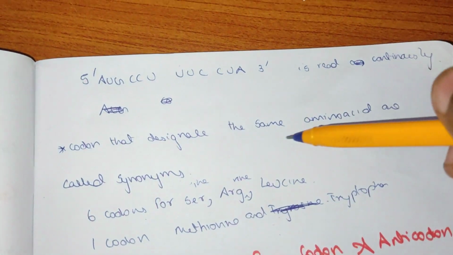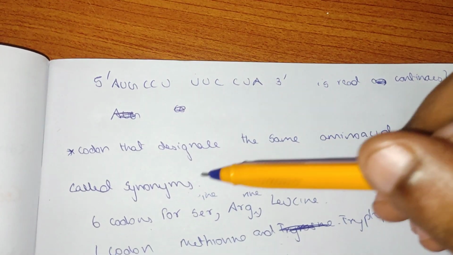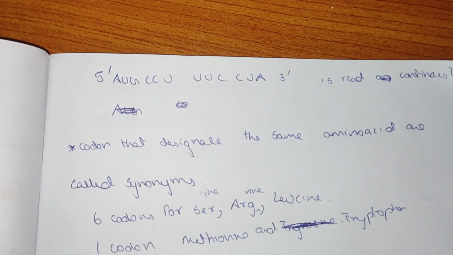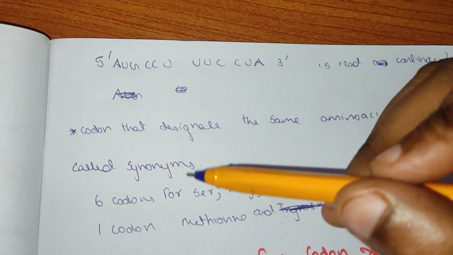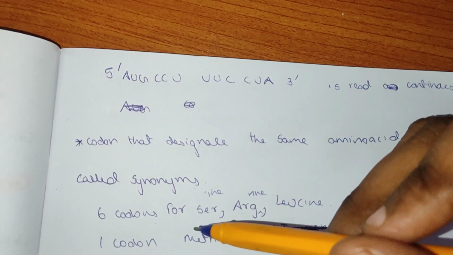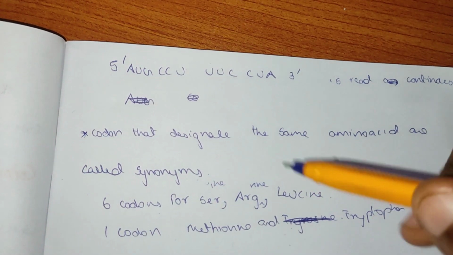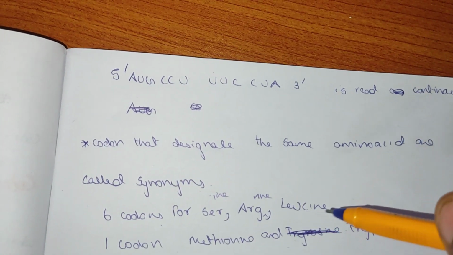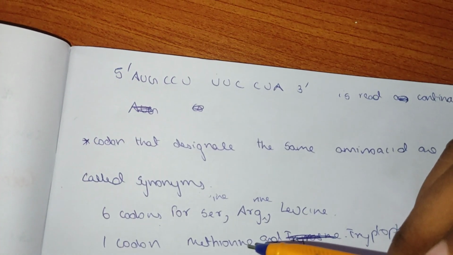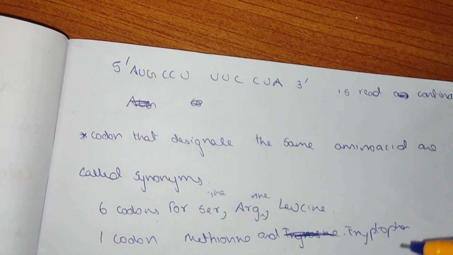The codons that designate the same amino acid are called synonyms. There are 6 codons for serine, arginine, and leucine. The largest number of codons are there for these 3 amino acids: serine, arginine, and leucine. There is only one codon for methionine and tryptophan.